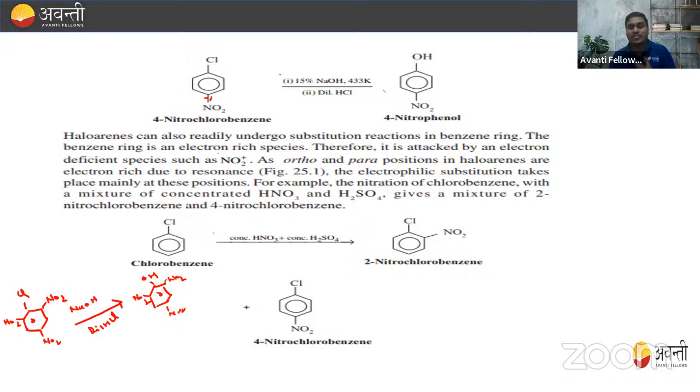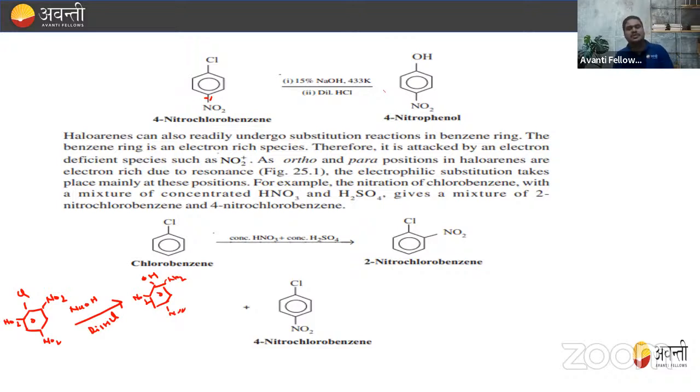The benzene ring is an electron-rich species. Therefore, it is attacked by electron-deficient species such as NO2 plus. The ortho and para positions in the haloarenes are electron-rich due to resonance. We all know that, and we are going to study this also. Why? Because due to resonance, delocalization of electrons takes place and the electron density is more at the ortho and para positions, right? So the ortho and para positions in the haloarenes are electron rich due to resonance.